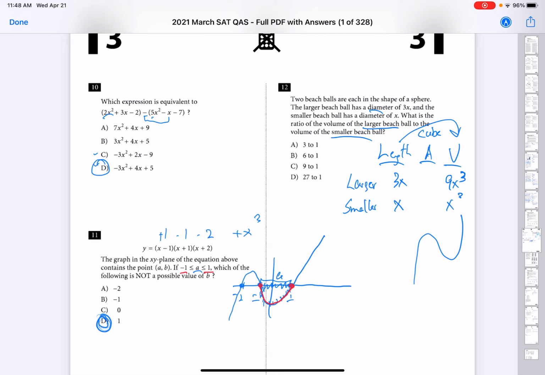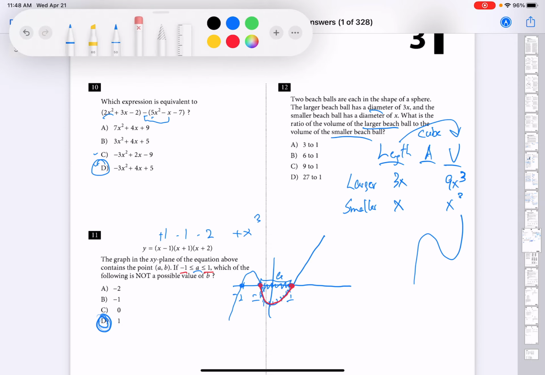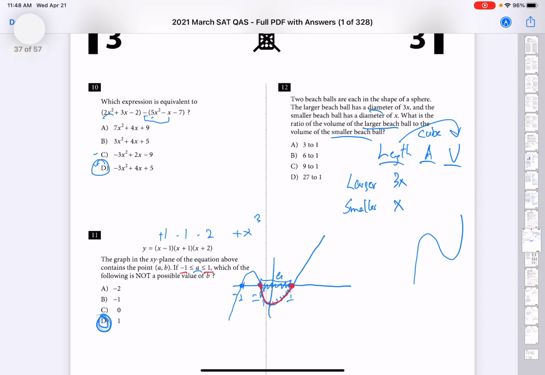Okay, it's not 9x cubed. Let me go back here and redo this. Give me 1 second. All right, so let's go back here. You cube it. All right, so when you cube it, what you do is you do 3x cubed and you do x cubed.